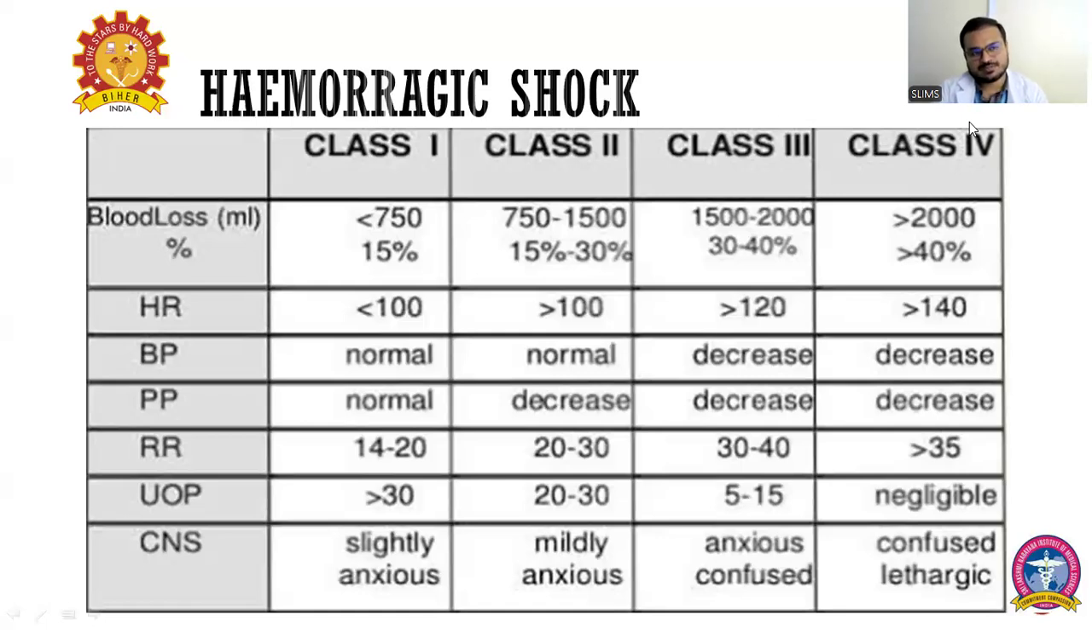And in the central nervous system examination, there will be slight anxiousness in class 1 patients. In class 2 patients, the patient will be mildly anxious. In class 3, the patient will be anxious and confused. And in class 4, the patient will be lethargic, confused, and won't respond to our commands. Even the Glasgow Coma Scale score may drop to 3.